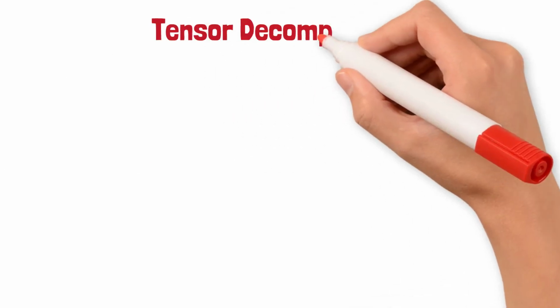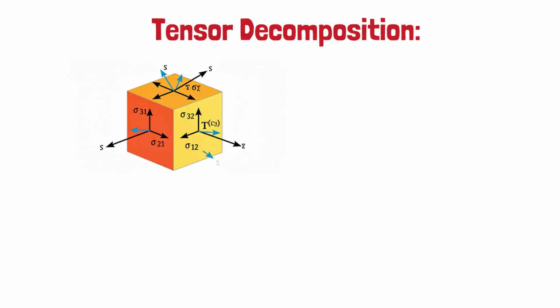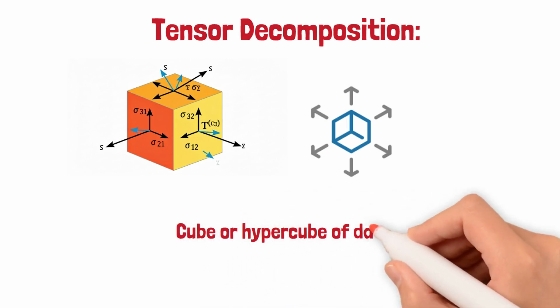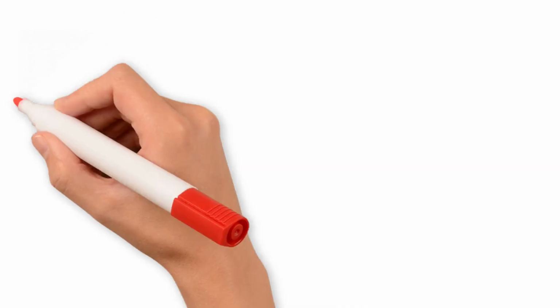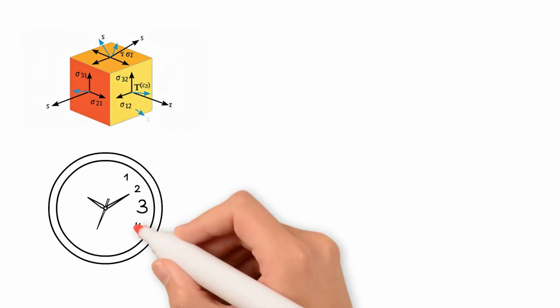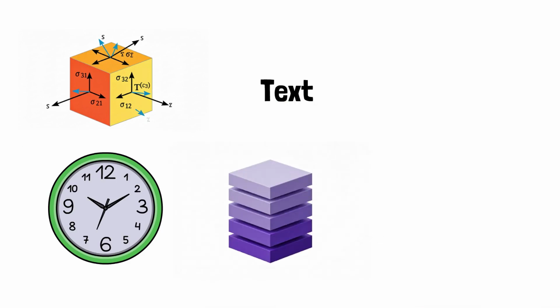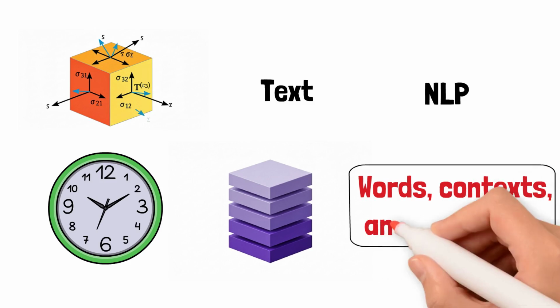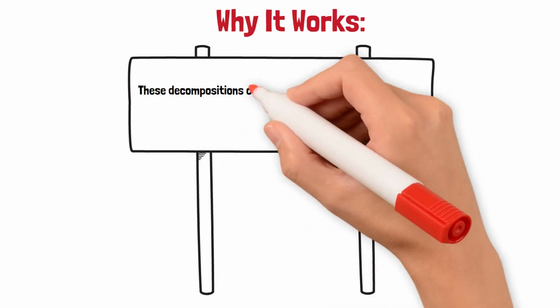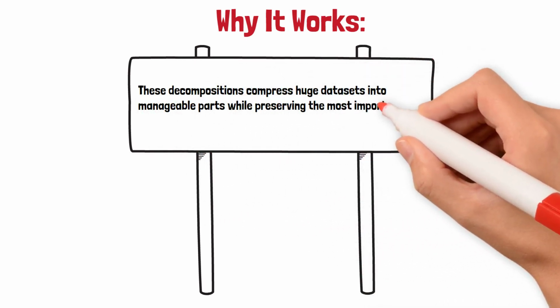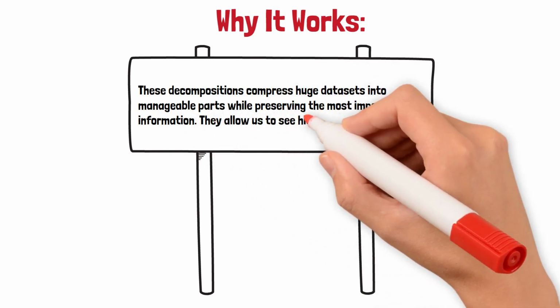Tensor decomposition. A tensor is like a multidimensional generalization of a matrix. Think of it as a cube or hypercube of data. Decomposing tensors reveals complex structures, like time-based patterns, multiple relations in text, or image layers. In NLP, tensor methods help capture relationships between words, contexts, and meanings. Why it works. These decompositions compress huge datasets into manageable parts while preserving the most important information. They allow us to see hidden dimensions of data.